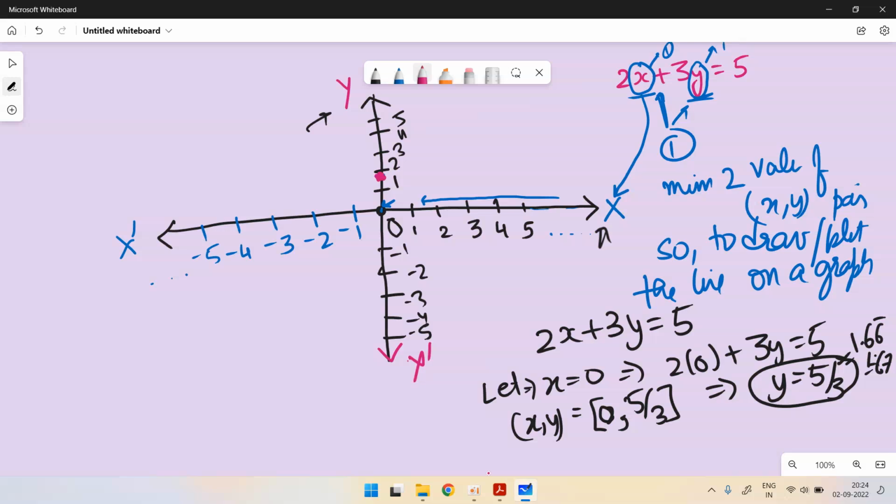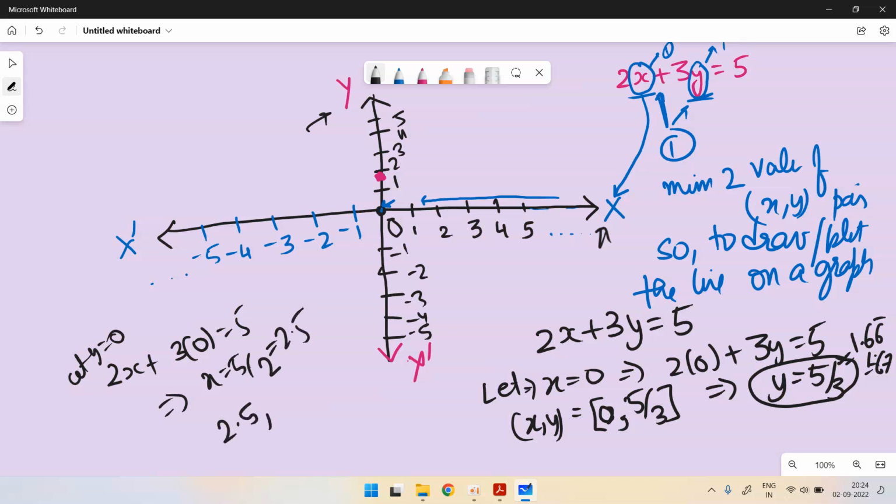0 comma, x is 0. Since I am on the y-axis, x will always be 0, and on the y-axis I am 1.66 units away from the origin. This O is called the origin. Now the second point, how will we plot the second point? Now taking y to be 0, let y equal to 0, which implies that this will be 5. 3 into 0 is 0. So x equal to 5 by 2, nothing but 2.5. So the next point will be 2.5 comma 0.